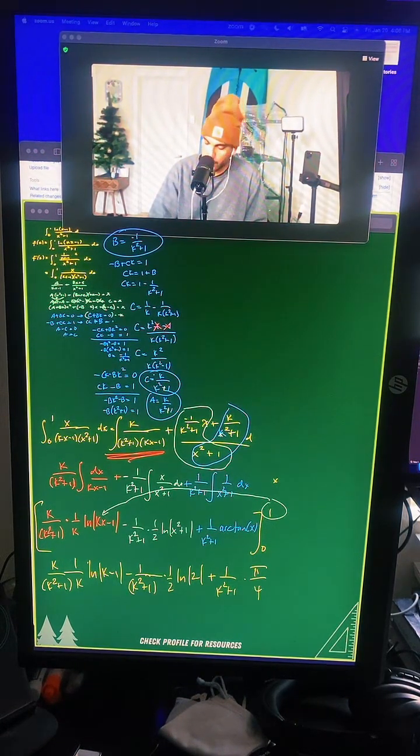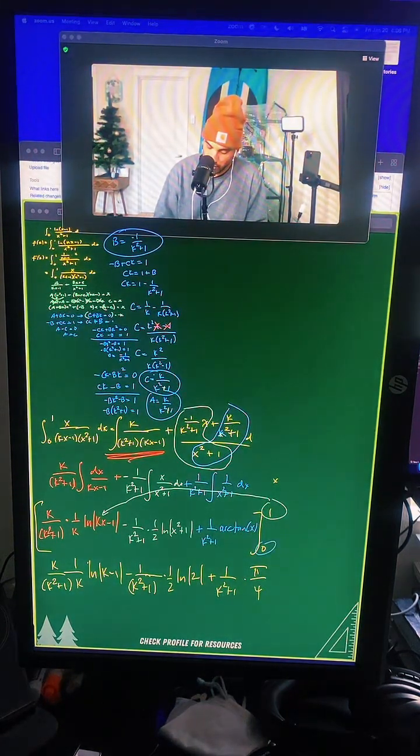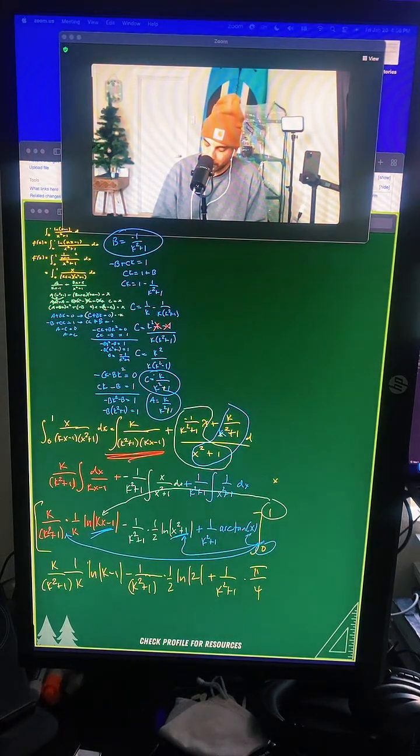And then I believe when you plug in the 0, all that's going to go away. When you plug it into this natural log, that goes away. When you plug it into this natural log, that goes away. It's just 0. And arctan of 0 is just 0. Holy shit, guys, we got it. We got it.